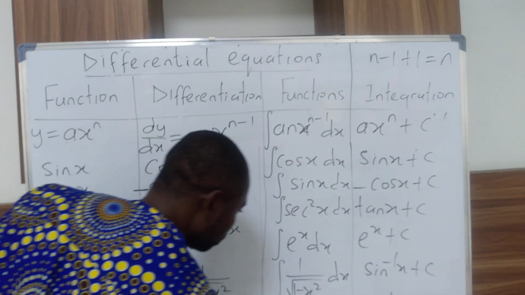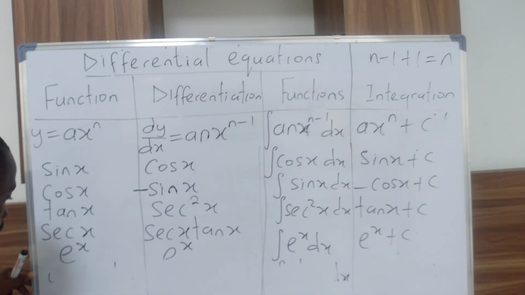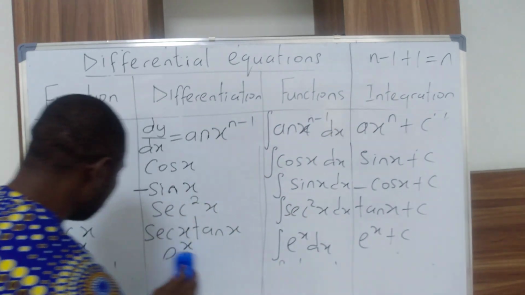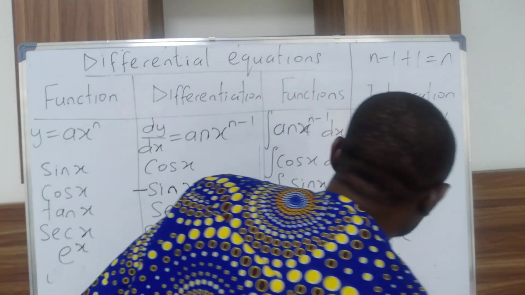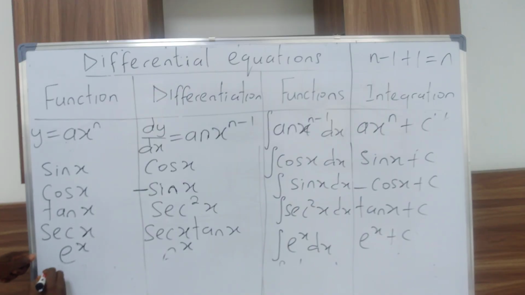There's one I need to add, because we are going to make use of all this as we continue this series. Now, when we differentiate log x to base e, we also call it ln x.